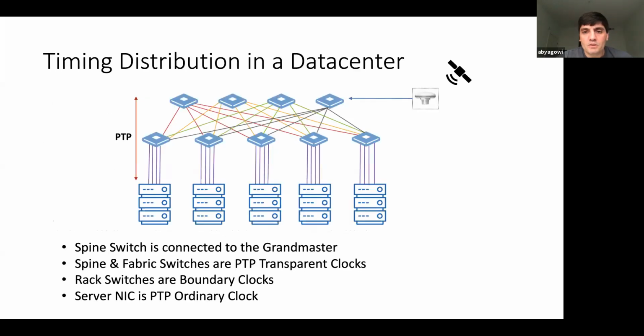In this distributed system of data centers, we have a master clock which receives the time from the GNSS. Then you have boundary clocks and transparent clocks, and they deliver the time to the racks. And from there, we go down to every individual machine.